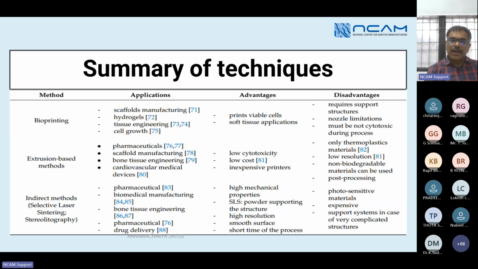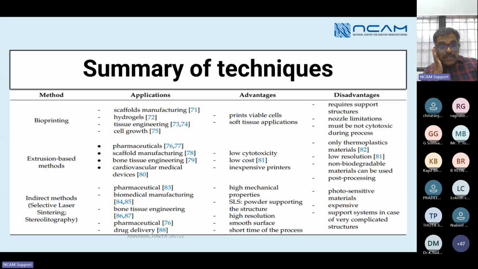You have scaffold manufacturing, hydrogels, tissue engineering, and cell growth as the major applications in bioprinting, and it prints viable cells, which is the biggest advantage in bioprinting. Coming to disadvantages, it requires support structures, has nozzle limitations, and may be cytotoxic during the process. But nozzle limitation is almost achieved now. Recently people are able to cross those nozzle limitation issues and take it to the next level, and scaffold manufacturing, hydrogels, and tissue engineering are moving to the next level.